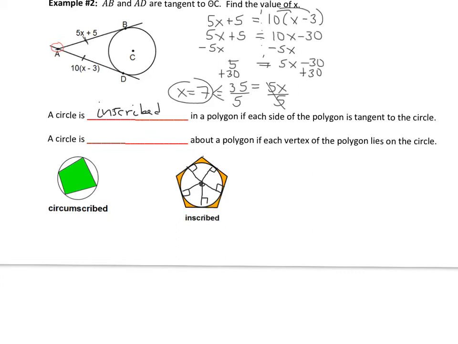The opposite would be a circumscribed polygon. A circle is circumscribed about the polygon if each vertex is on the circle. So you can see it's basically inside. Each vertex is on the circle.